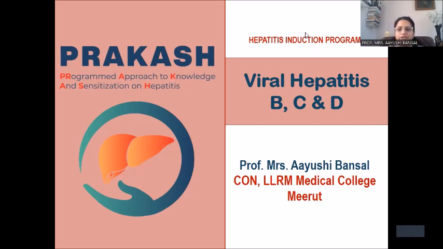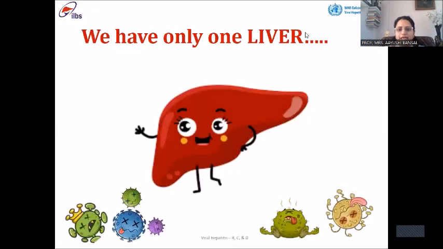Today we'll deal with the topic of hepatitis B, C, and D. We all know that we have only one liver. It is the largest internal organ in the body, located mainly in the upper right portion of your abdomen, beneath the diaphragm and above your stomach, lying just under the rib cage.